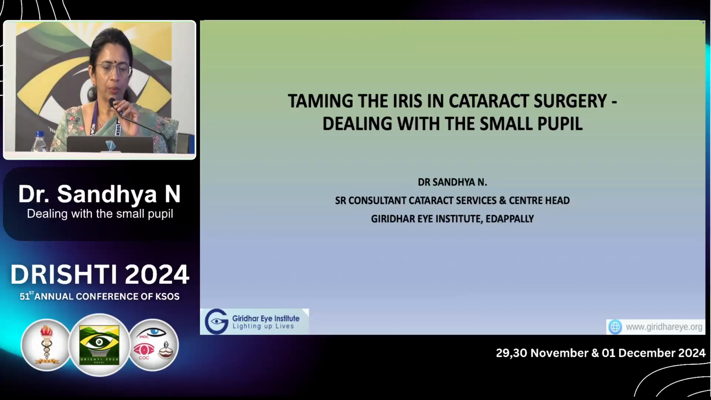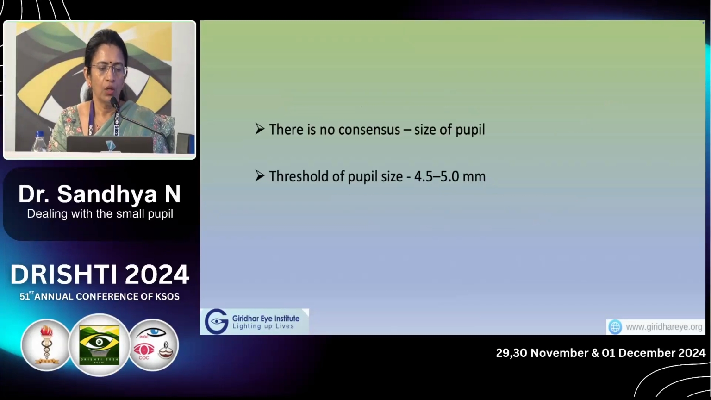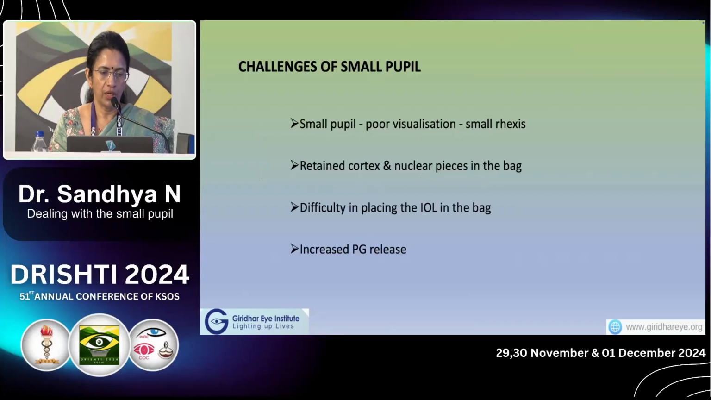So my topic is dealing with the small pupil. There is no generalized consensus on the size of the pupil below which phacoemulsification is unsafe. For most experienced surgeons, a threshold pupil size of around 4.5 to 5 millimeter is enough for safe phacoemulsification. So what are the challenges of small pupil?